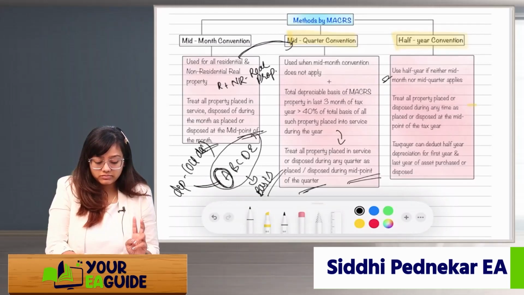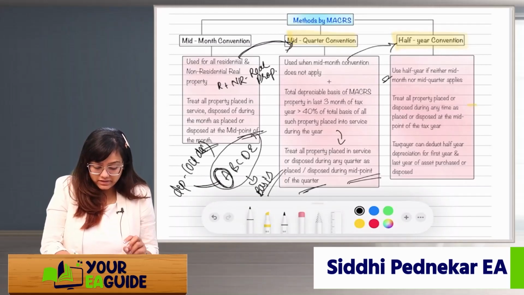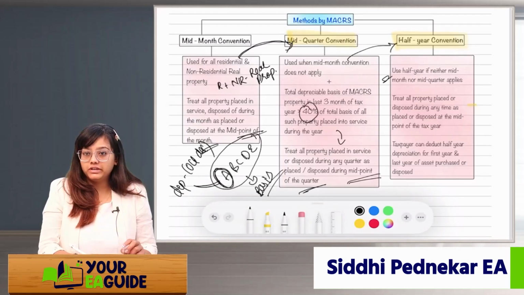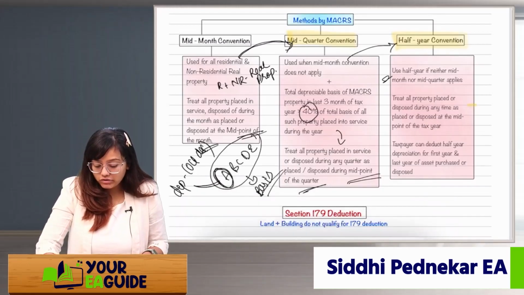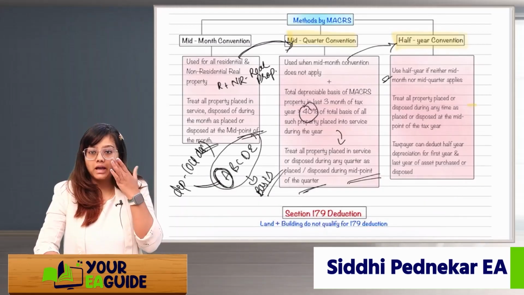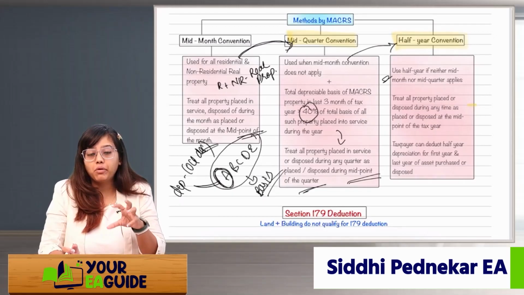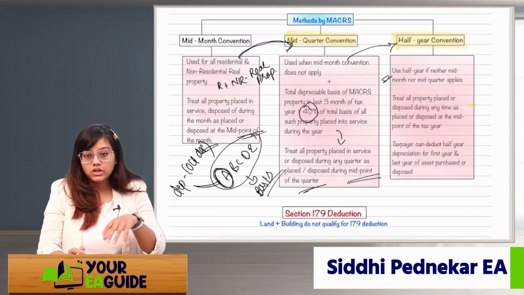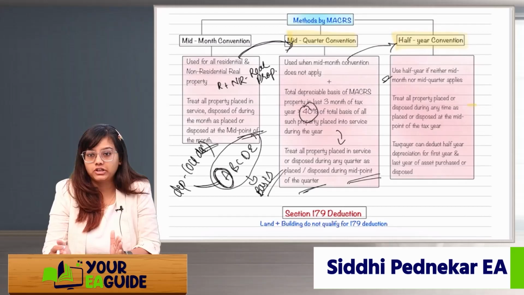If this is not fulfilled, then we'll move to the mid-quarter. If mid-quarter is also not fulfilled, meaning the 40% criteria is not fulfilled, then we will move to the half-year convention. In that case, we will treat all property as placed in service or disposed of at the midpoint of the tax year, right? During the middle of the tax year. So 6 months we will consider for the half-year convention.